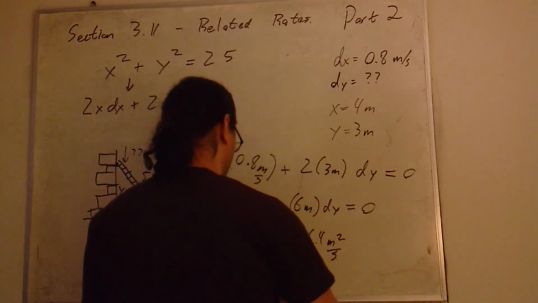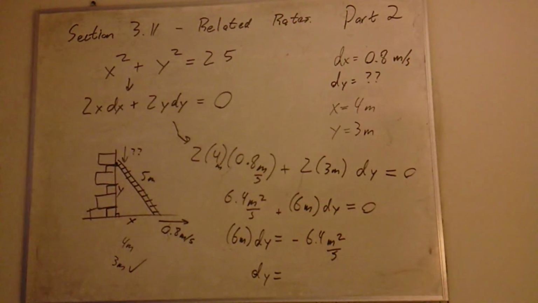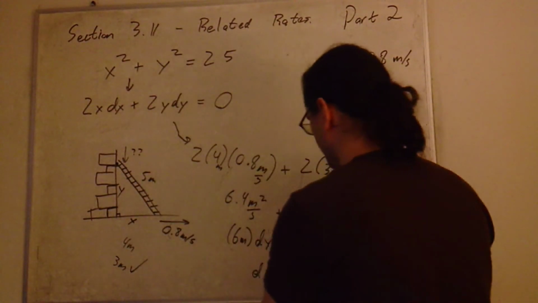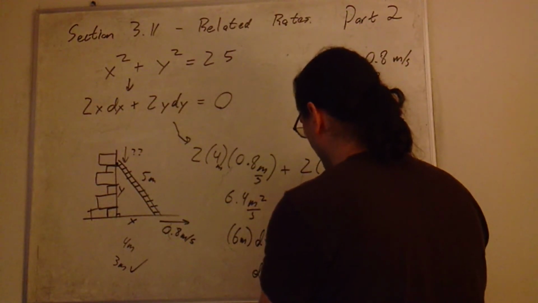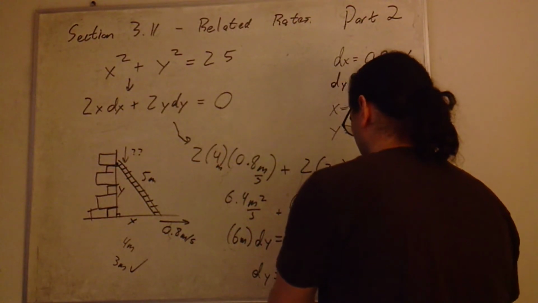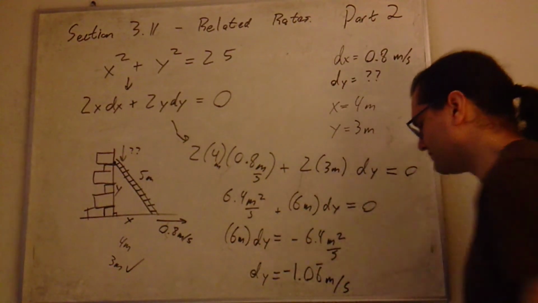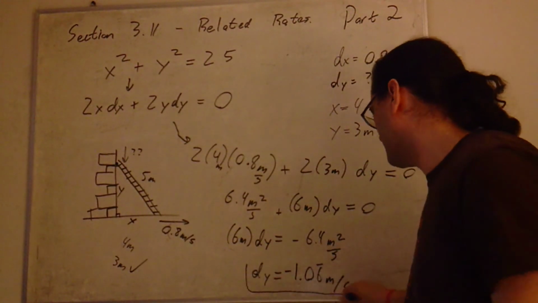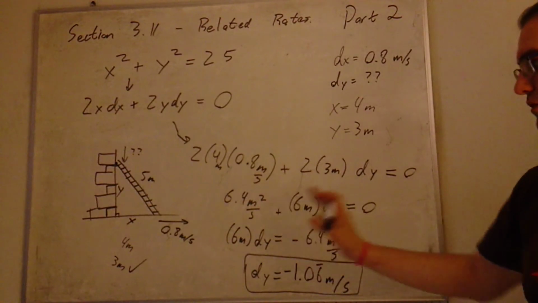And dy, I don't know what 6.4 divided by 6 is. 1.6, I guess? No, 1.06-ish. 1.06 and change. Negative 1.06 repeating, I think, meters per second will be the change in y when x is a little further away.